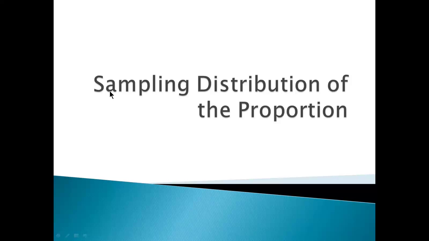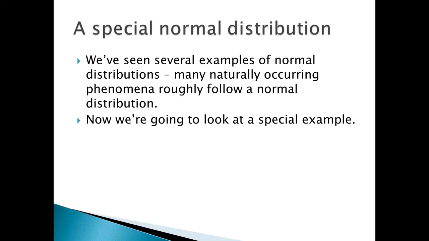Here we're going to talk about what's called the sampling distribution of the proportion. So the sampling distribution is a very special normal distribution. We've seen several examples of normal distributions. Many things that occur naturally follow roughly a normal distribution, like heights of people or weights of loaves of bread coming off an assembly line. Now we're going to look at a special example.